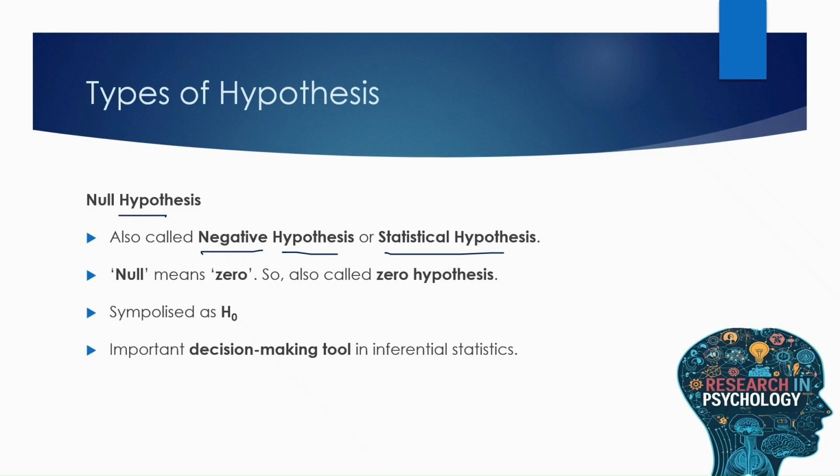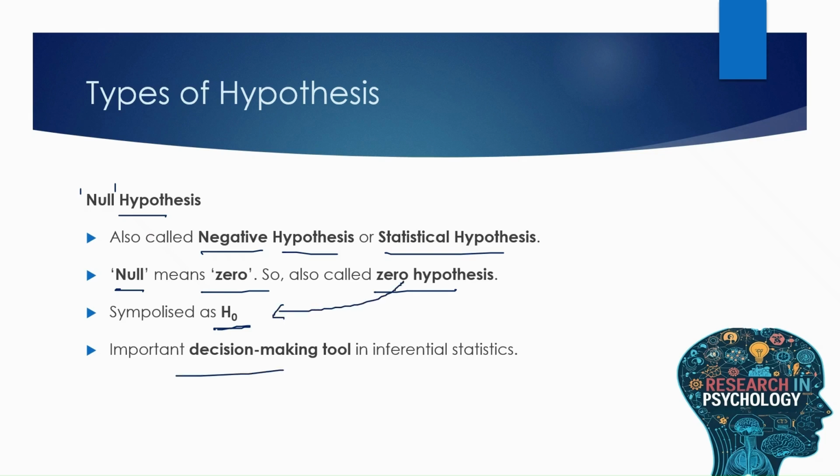We have studied that the first step in the research process is stating a hypothesis, and null hypothesis is the first hypothesis that is stated. Okay, null means zero, so it's also called zero hypothesis. All right, that should be easy for you to remember, right? Null means zero, so it's also called zero hypothesis. It's symbolized as H0.